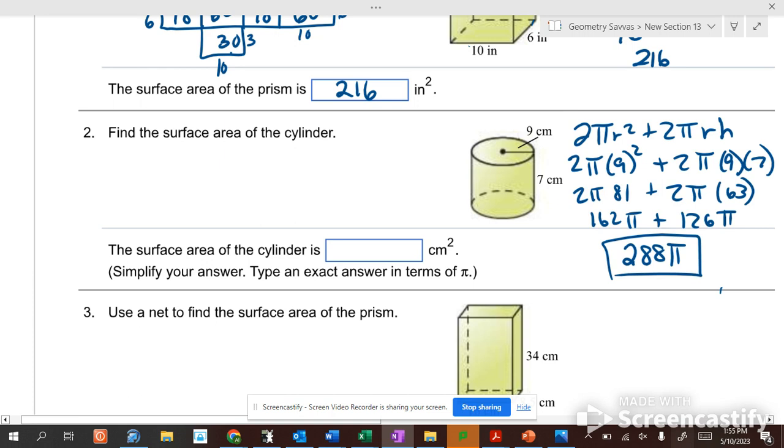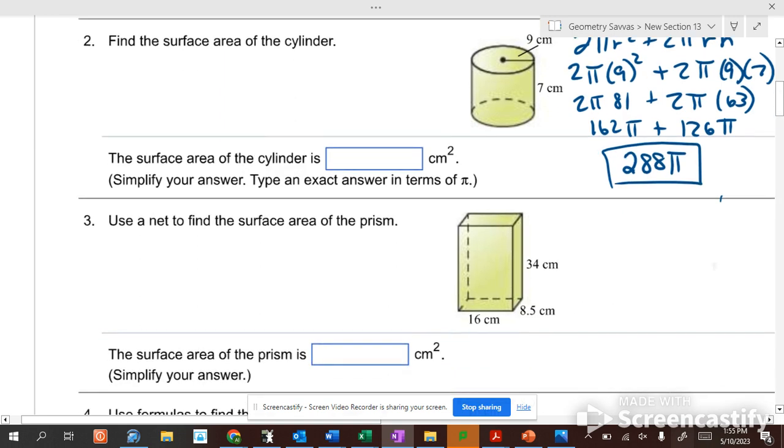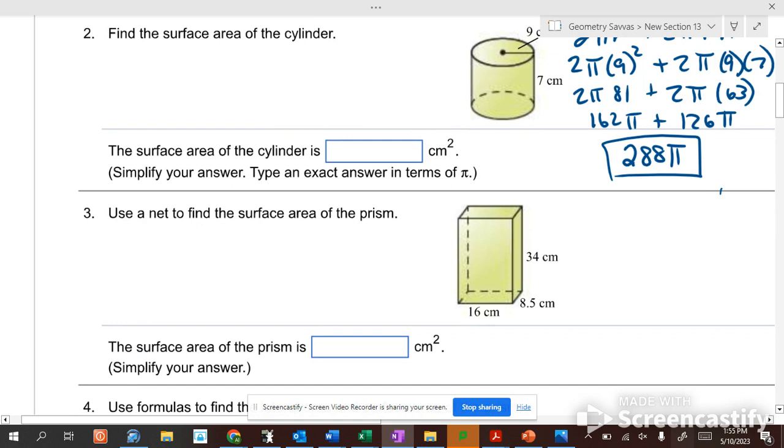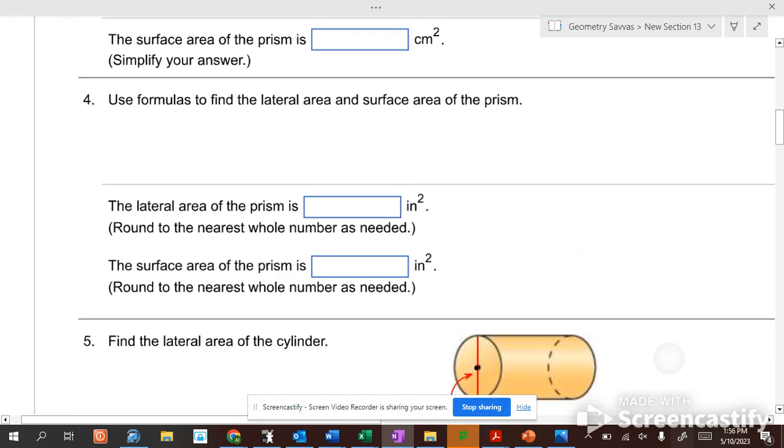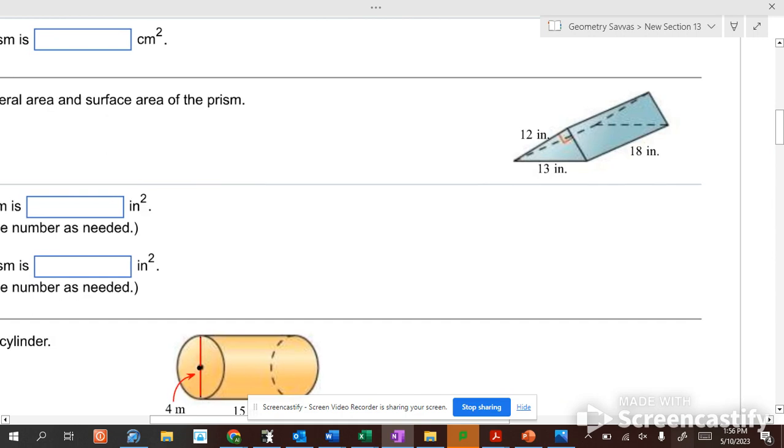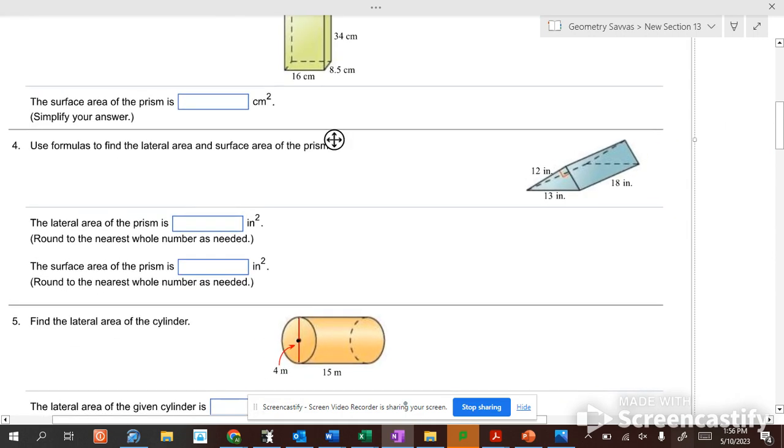Okay. So that's finding the surface area of a cylinder. Now, I'm not going to do all these problems, okay? But the next one, I would definitely use a formula for and just plug it in and find the answers. Lateral area of a prism. Okay, to find the lateral area is the perimeter of the base times the height. So we've got to find the perimeter of that right triangle there. Well, I know two sides. I know 12 and I know 13, but I don't know this short side here.